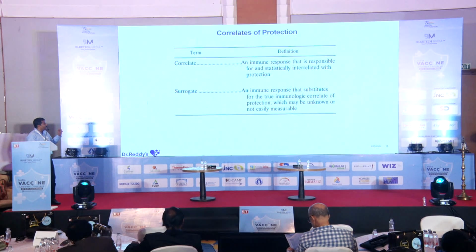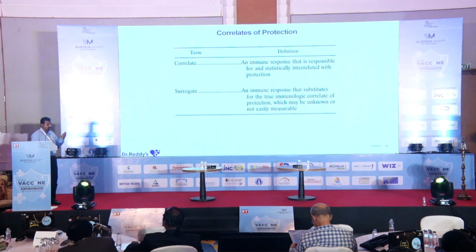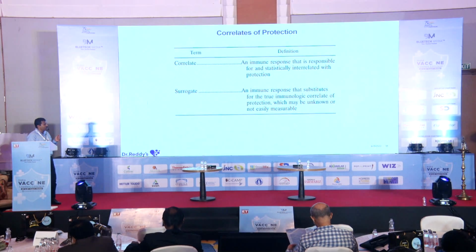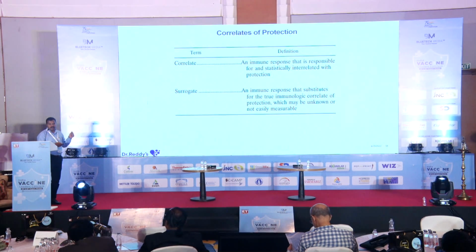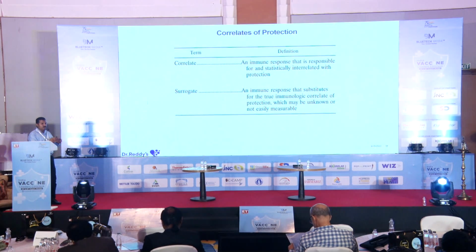So to define correlate, it is an immune response that is responsible for and statistically interrelated with protection. And there is a surrogate, also a term which is frequently used in immunogenicity. A surrogate is an immune response that substitutes for the true immunogenic correlate of protection, which may be unknown or not easily measurable. That doesn't mean that a surrogate cannot be an indicator of correlation. Over time, with lots of data, we have to establish a surrogate which almost every time correlates with the real correlate. Then the regulator also accepts the surrogate values.